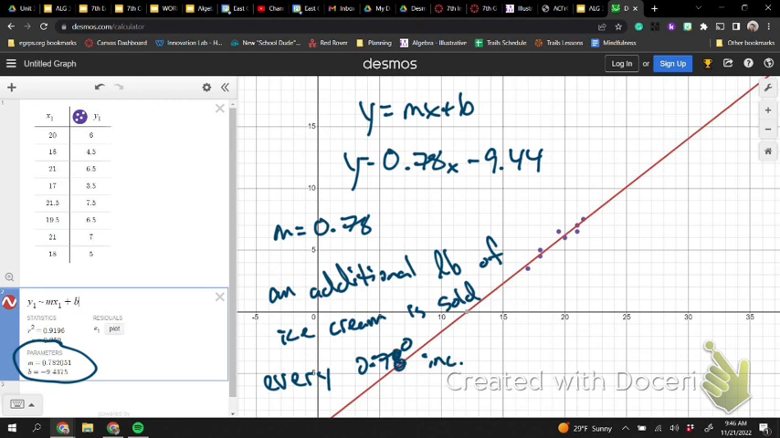And that'd be good for a business to know, right? Because they could make plans based on like what the weather's going to be, right? If they're an ice cream place. But that's what this slope right here says. It says, again, an additional pound of ice cream is sold every 0.78 degree increase. And that makes sense. As it gets warmer, they sell more ice cream.